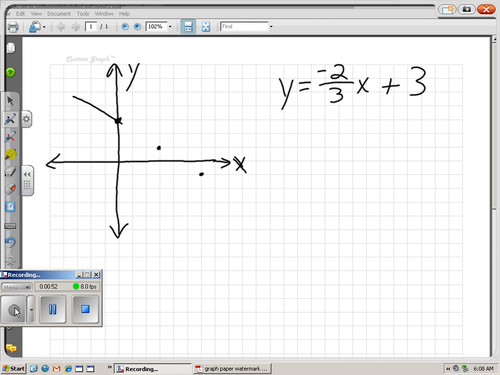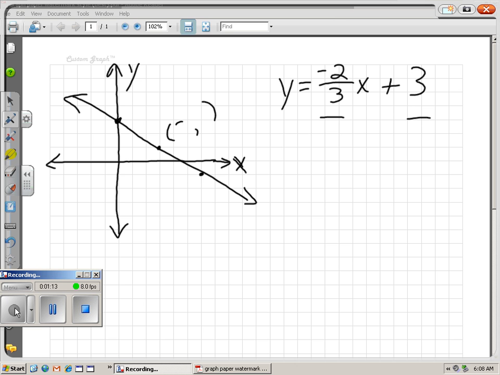And there's that line right there. Crosses at 3 and goes down 2 over 3. Alright, now usually you need the slope and the y-intercept. I mean, you do need the slope and the y-intercept to write an equation, but what if I give you neither? What if I just give you maybe 2 points that are on the line?